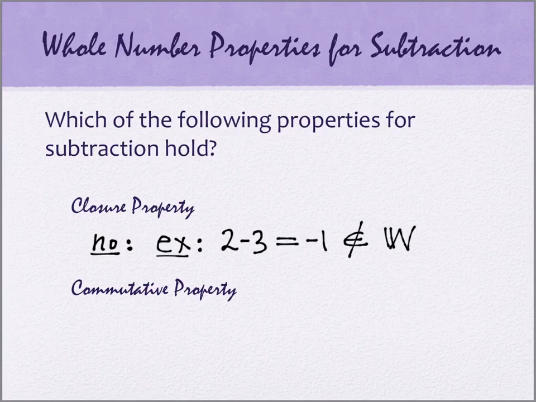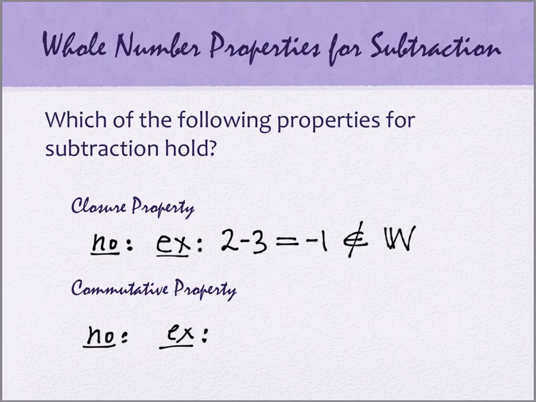Commutative. Commutative means we can switch the order. We did this with addition, right? We had things like 2 plus 3 is the same as 3 plus 2. Now, can we do that with subtraction? No. Can you give me an example? 2 minus 3 and 3 minus 2. Right. We use the same one we did before.